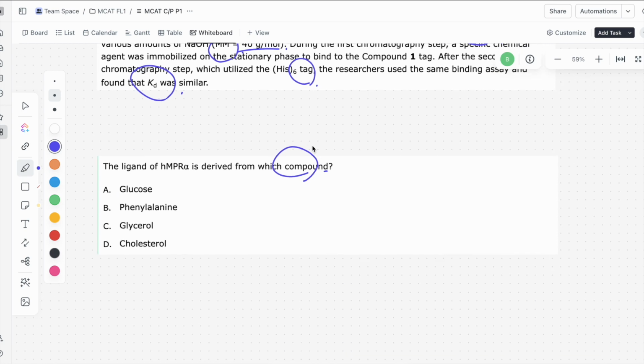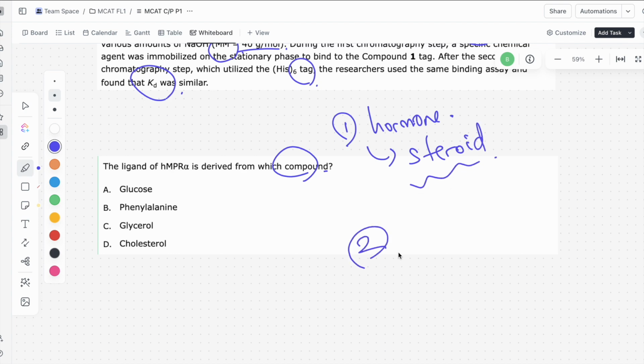So what is this progesterone? This is where the discrete knowledge has to come in here. First, you need to know that progesterone is a hormone, okay? And most importantly, specifically, it's a steroid hormone, okay? Now, this is where your second bit of discrete knowledge has to come in. You have to know that all steroids are derivatives of cholesterol, okay?